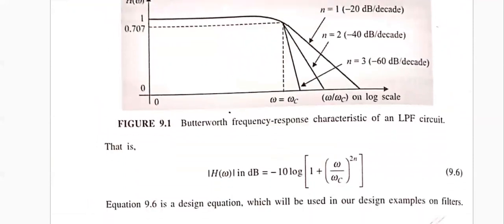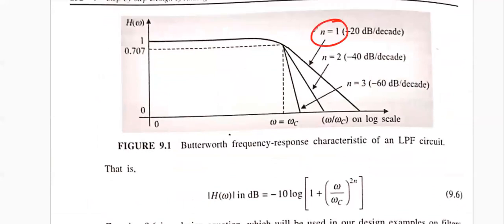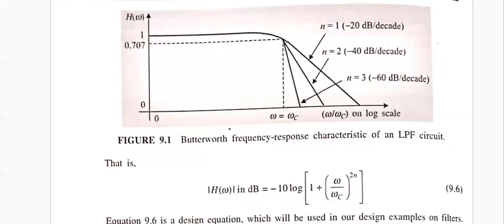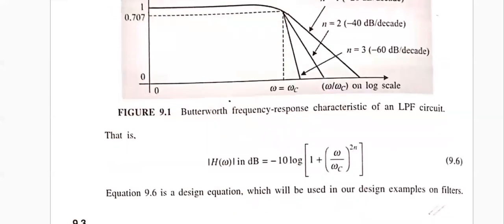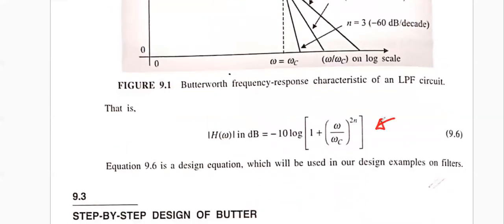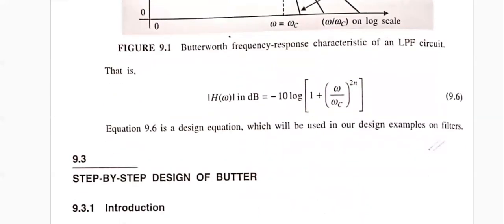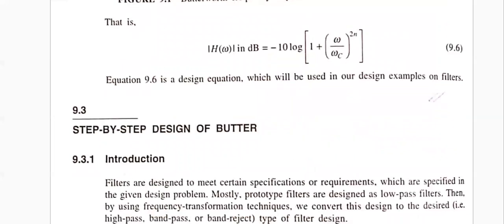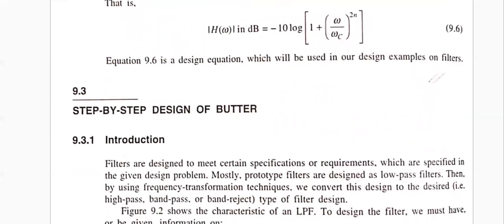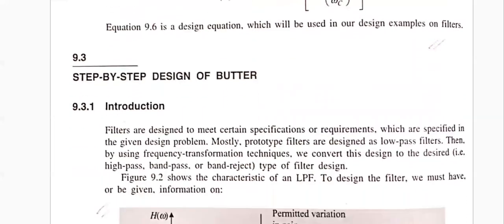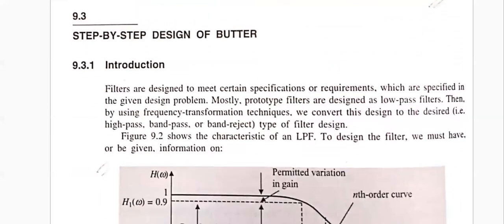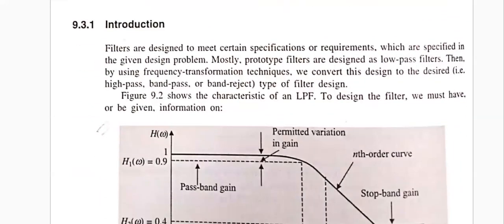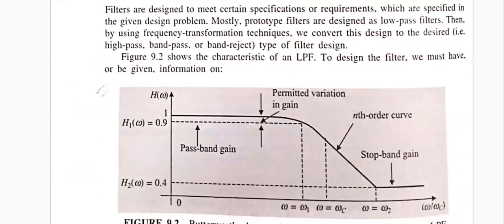So by changing the value of n equal to 1, 2, or 3, it will show different orders of the filter. And this is the equation we have already built before. Okay, so this is the first step to know the approximation. Now we can introduce the Butterworth filter, the design of the Butterworth filter.